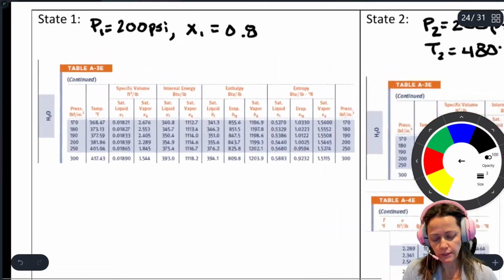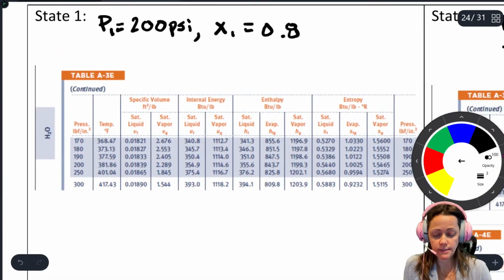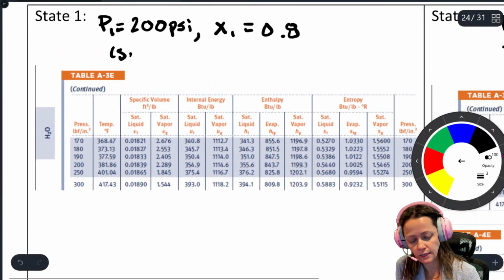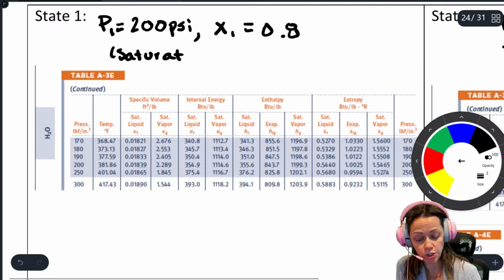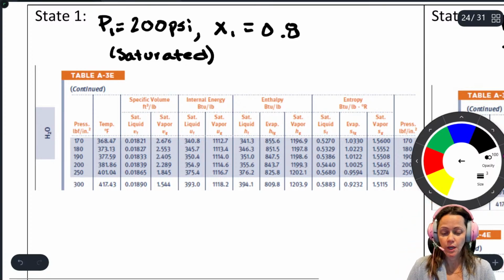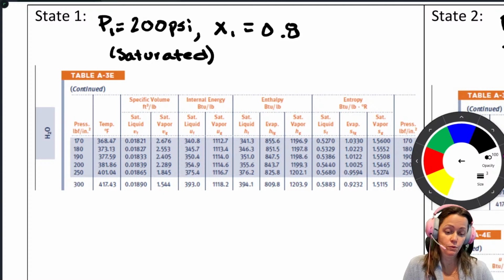So for state one, obviously it's saturated because you've got a quality. Quality is not defined in the compressed region or the superheated region. It's only defined in the saturated region. So, for example, if you were asked what's the quality of a superheated vapor, you would say it doesn't have one because it's not defined there. Same thing for the compressed region.